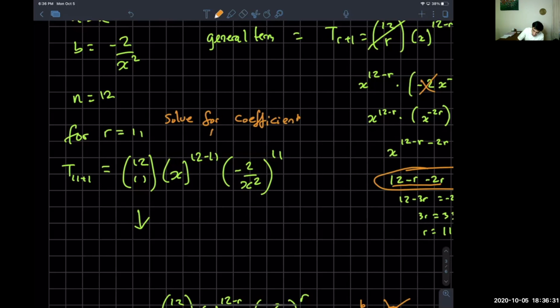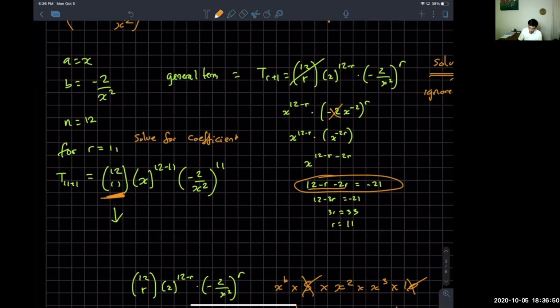Here we have r, right? Here we already have r. And so therefore you don't ignore the coefficient. Here the coefficient is the most important part. You already know that this becomes x to the power negative 21 because you've already solved for that, okay?